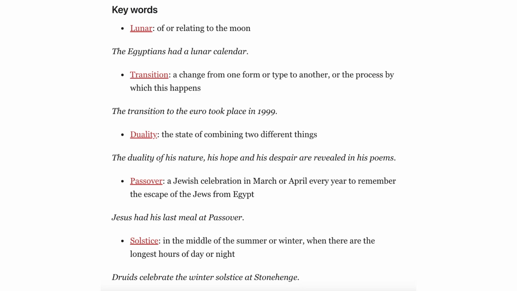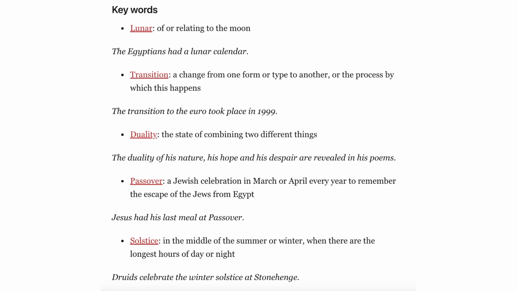Keywords: lunar, of or relating to the moon. The Egyptians had a lunar calendar. Transition, a change from one form or type to another, or the process by which this happens. The transition to the euro took place in 1999. Duality, the state of combining two different things. The duality of his nature, his hope, and his despair are revealed in his poems.